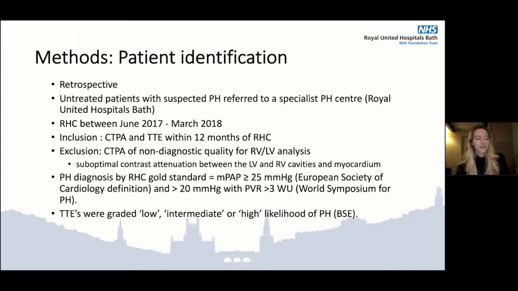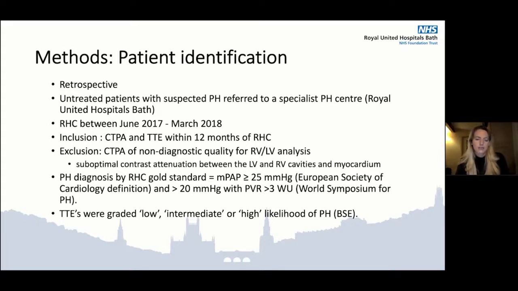Consecutive untreated patients with suspected pulmonary hypertension referred to our specialist centre who had undergone right heart catheter between June 17 and March 18 were identified. Inclusion criteria required CTPA and TTE to have been performed within 12 months of right heart catheter, and patients were excluded if the CTPA was of non-diagnostic quality.